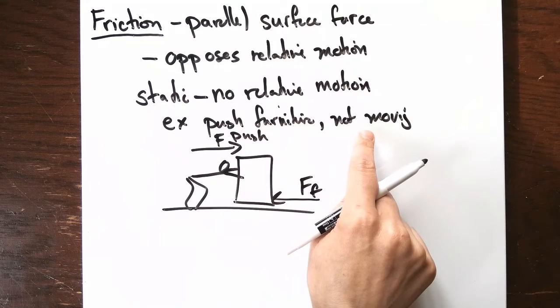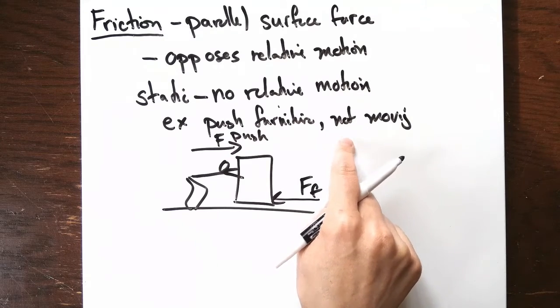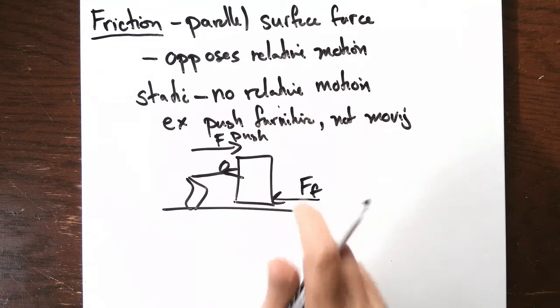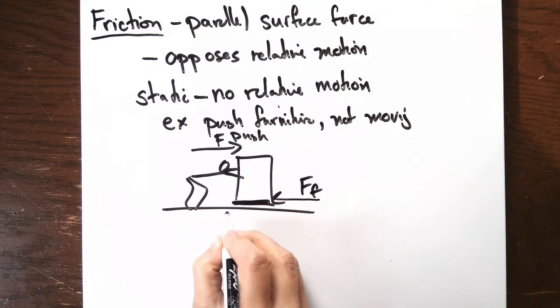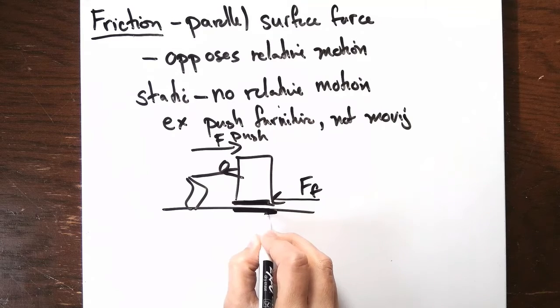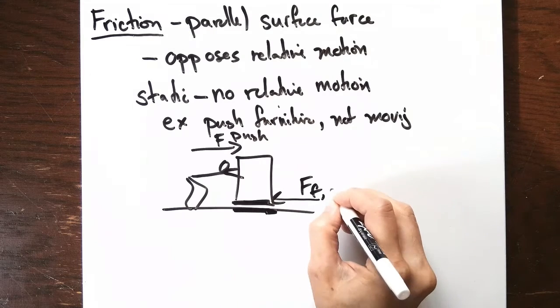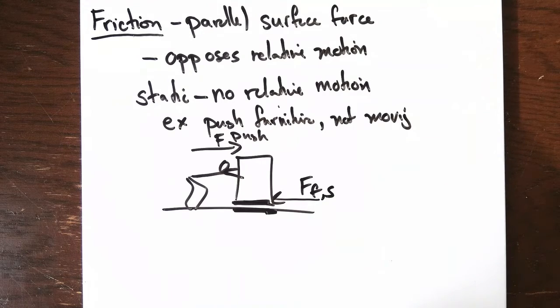So that would be one place where static friction shows up. The furniture's not moving, so it's static. So basically what you're looking at is, is the bottom piece of the furniture moving relative to the surface of the floor? If not, then there we go, static friction.